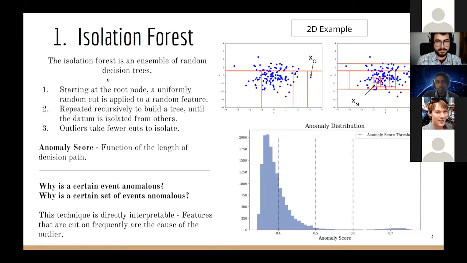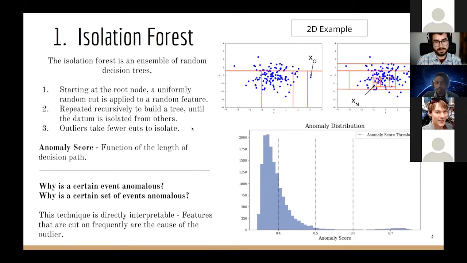And the way it works is you start at a root node, and you apply a uniformly random cut to a randomly chosen feature. And so you split into two branches, and you repeat these uniformly applied cuts to randomly chosen features recursively until you build a tree. And you stop when a data point is isolated from the other data points.